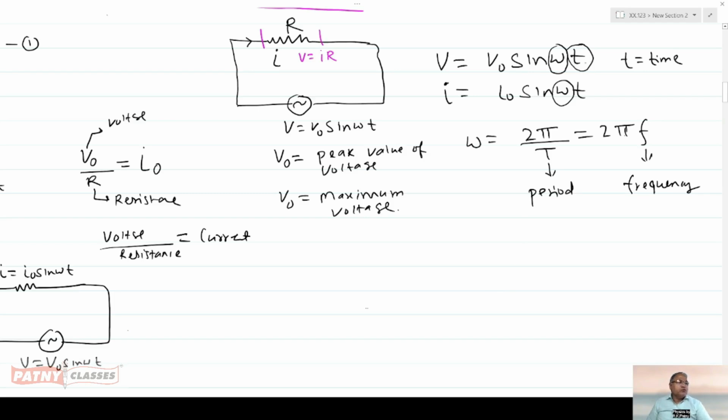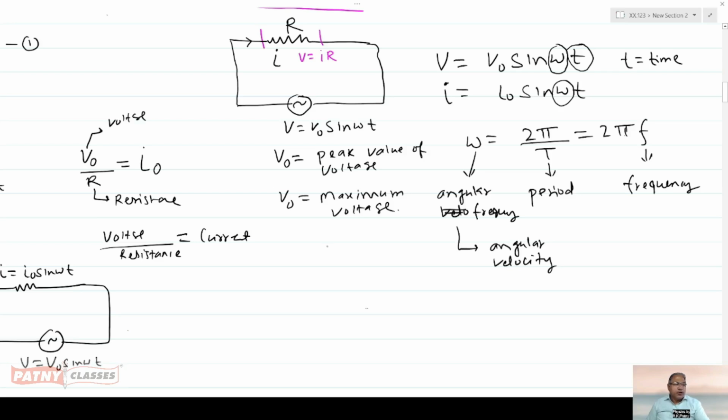So V equals V naught sin omega t, I equals I naught sin omega t, where omega is nothing but the angular frequency. It is also called angular velocity. In case of AC fundamentals, omega is called angular frequency, but when you study circular motion, omega equals angular velocity. Both roughly remain the same. The meaning of both is the same, and the formula for calculating both of them is the same.